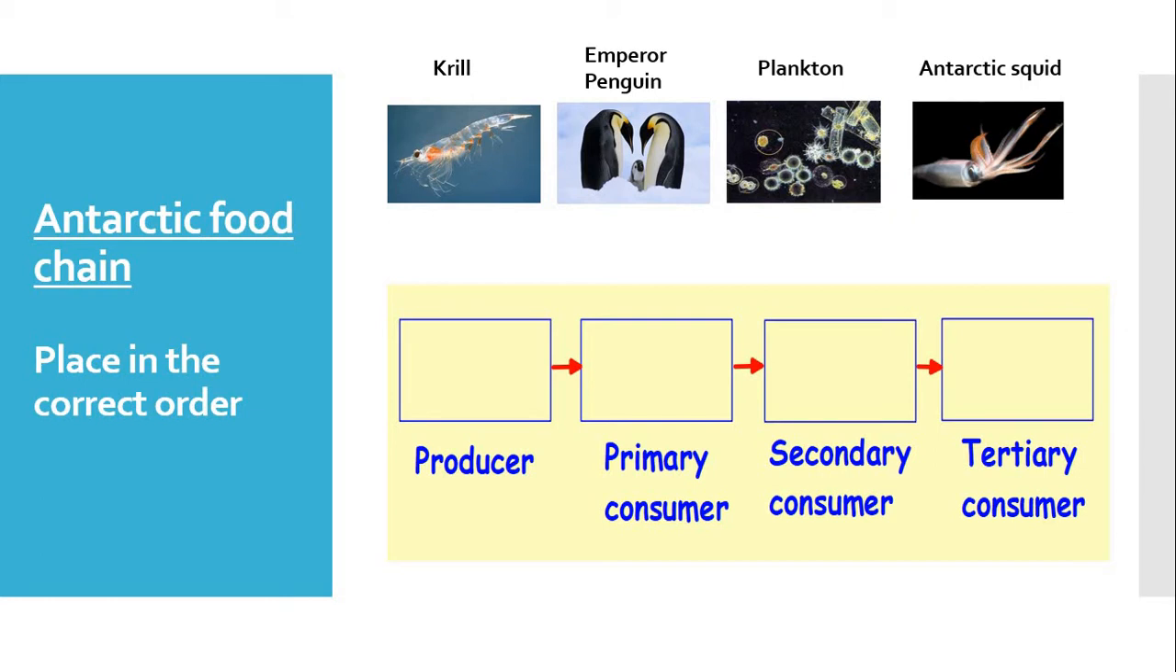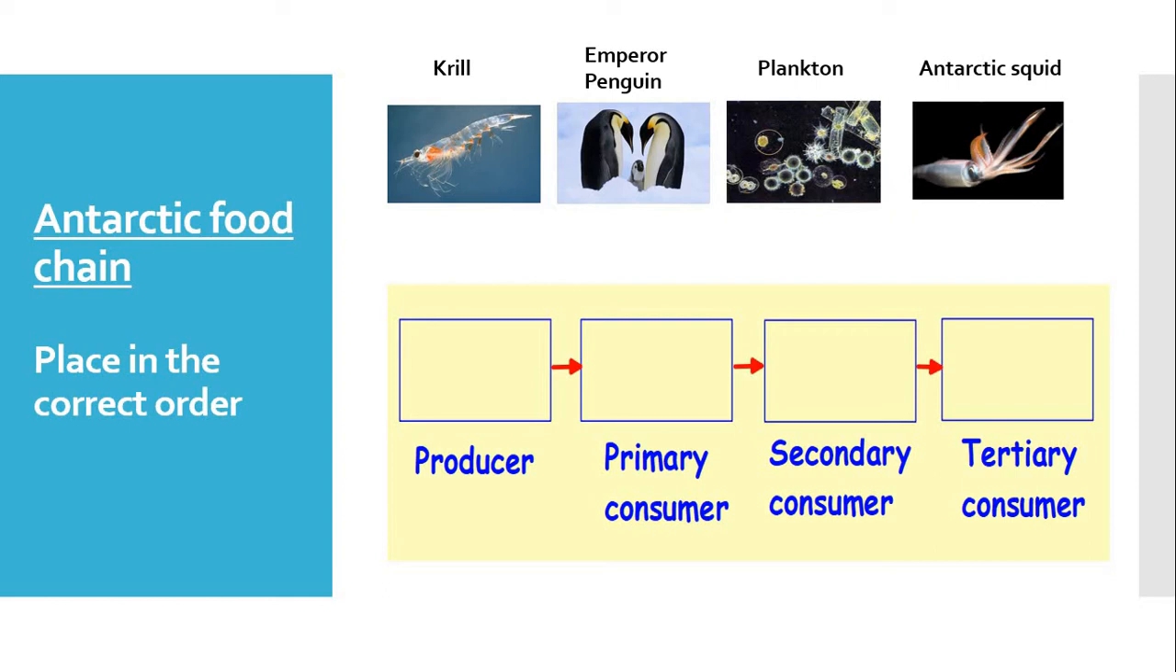Have a little think which one is like a plant, and then try and refer to maybe size or omnivores, etc. Okay, so to give you a clue to start you off, plankton would be the producer, and then you can work it out from there. Please pause the video and complete that for me, and I'll go through the answers when you return.